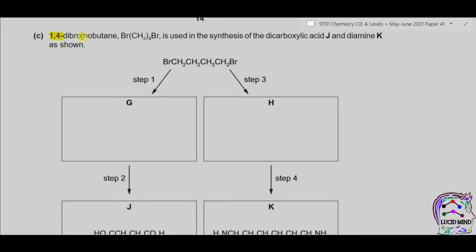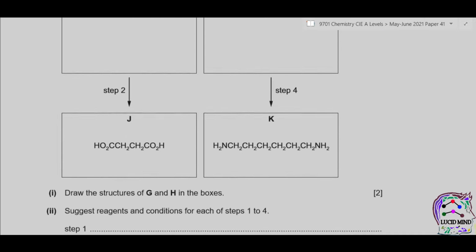Part C, 1,4-dibromobutane, BrCH2CH2CH2CH2Br, is used in the synthesis of dicarboxylic acid J and diamine K as shown. This is the given compound, and in step 1 it converts into G, which then converts into J, and in step 3 it converts into H, which then converts into K. Let's see the structure of both J and K. In J we have a 4 carbon carboxylic acid, and in K we have a 1, 2, 3, 4, 5, 6 carbon diamine. Part 1, draw the structures of G and H in the boxes.